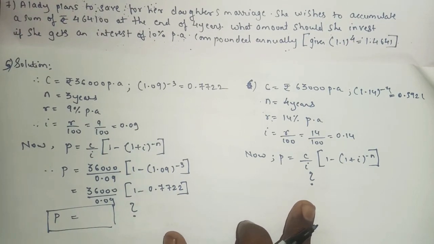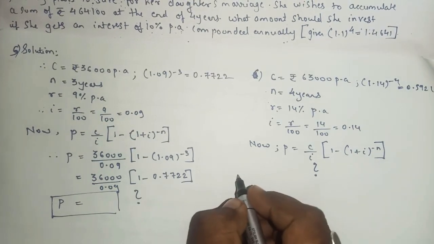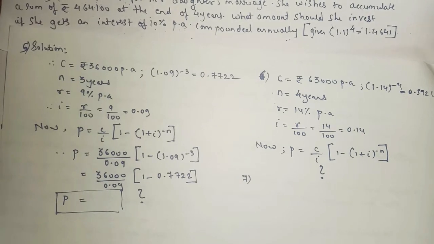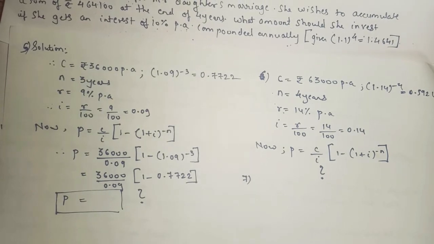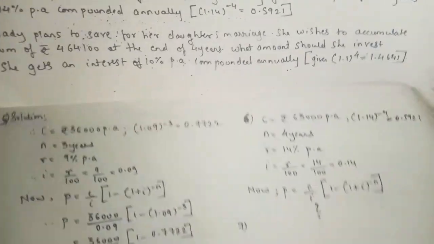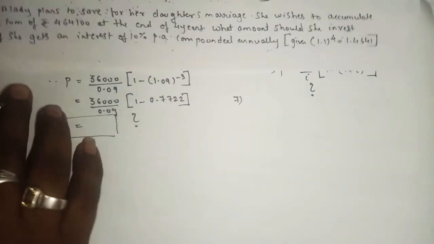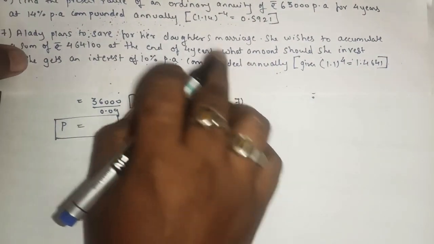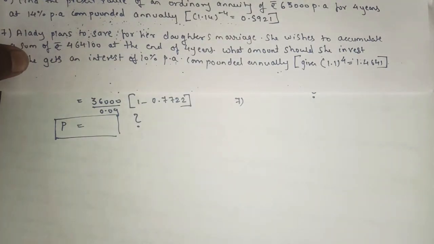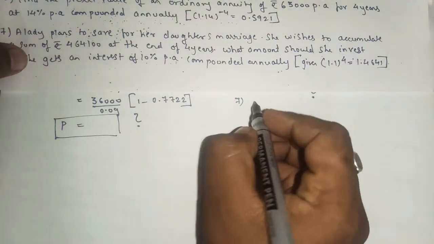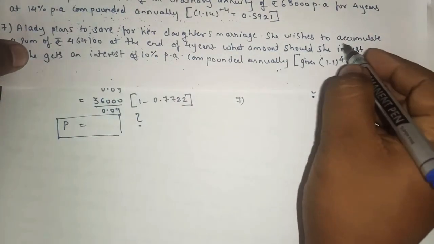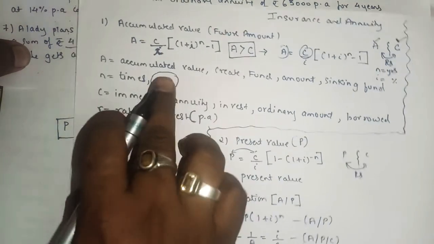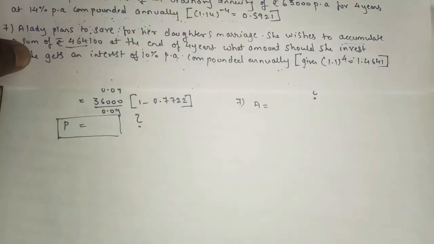So let's move on to the next question, number 7. Now in question number 7, it says that a lady plans to save for her daughter's marriage. She wishes to accumulate a sum. Now when we say accumulate the sum, it means we have the value of A, yes or no, because accumulate means A.